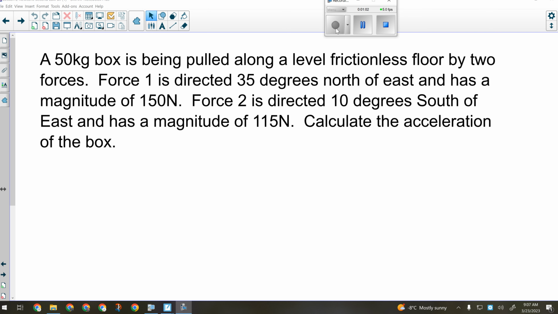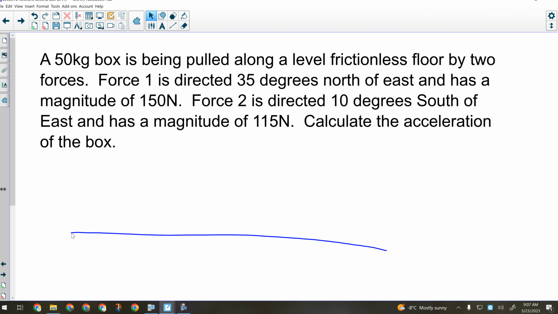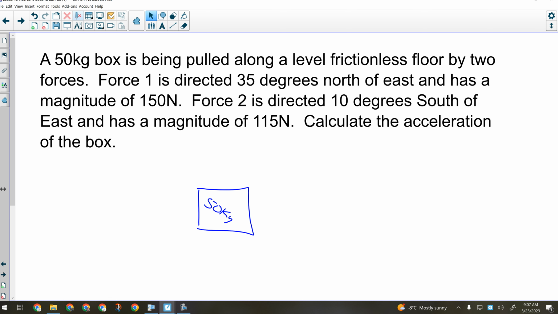Okay, so we have a 50-kilogram box being pulled along a level, frictionless floor by two forces. Actually, I'm not even going to draw that line there. That's not going to make sense. So we're going to draw this free body diagram as though we're getting a bird's eye view of it, looking down on it from above. We'll have the box, which is 50 kilograms, and it's being pushed 35 degrees north of east with 150 newtons. So here's east, and we're looking at 35 degrees, something like that, 150 newtons.